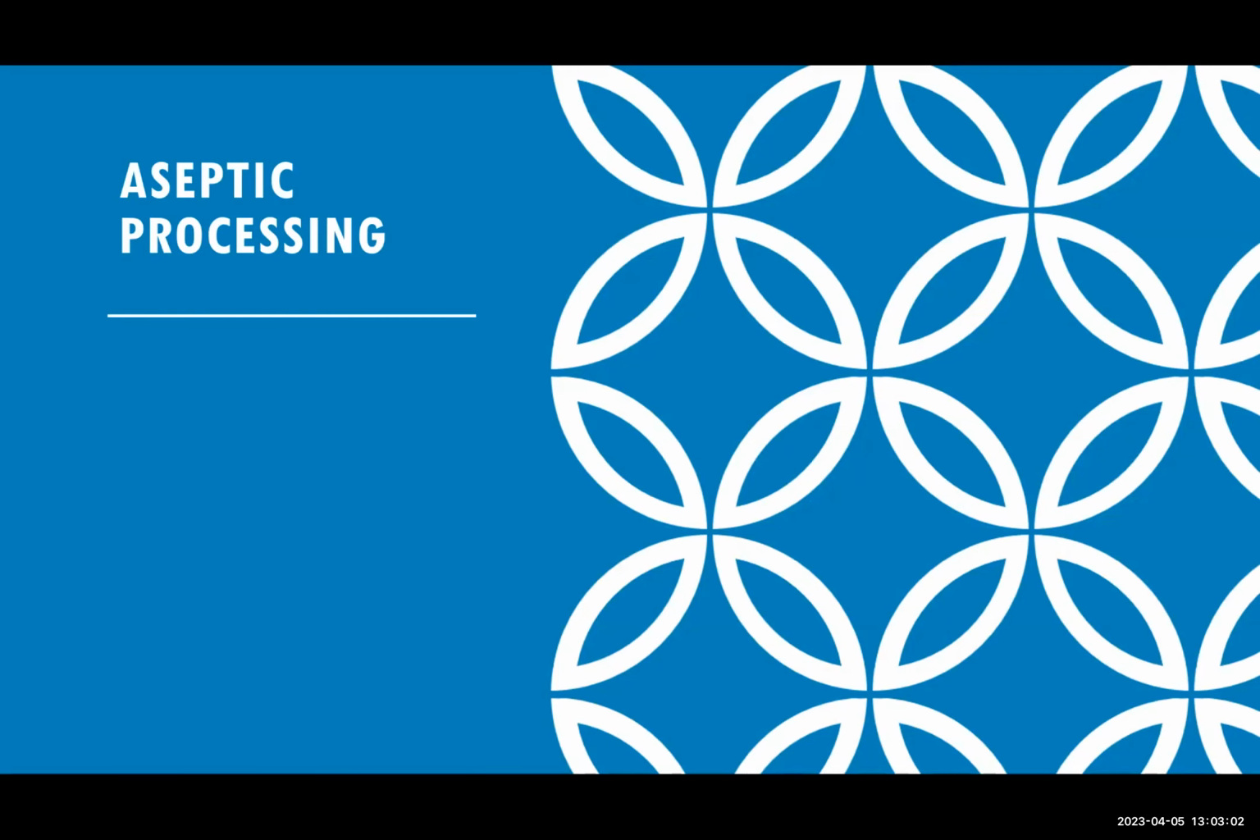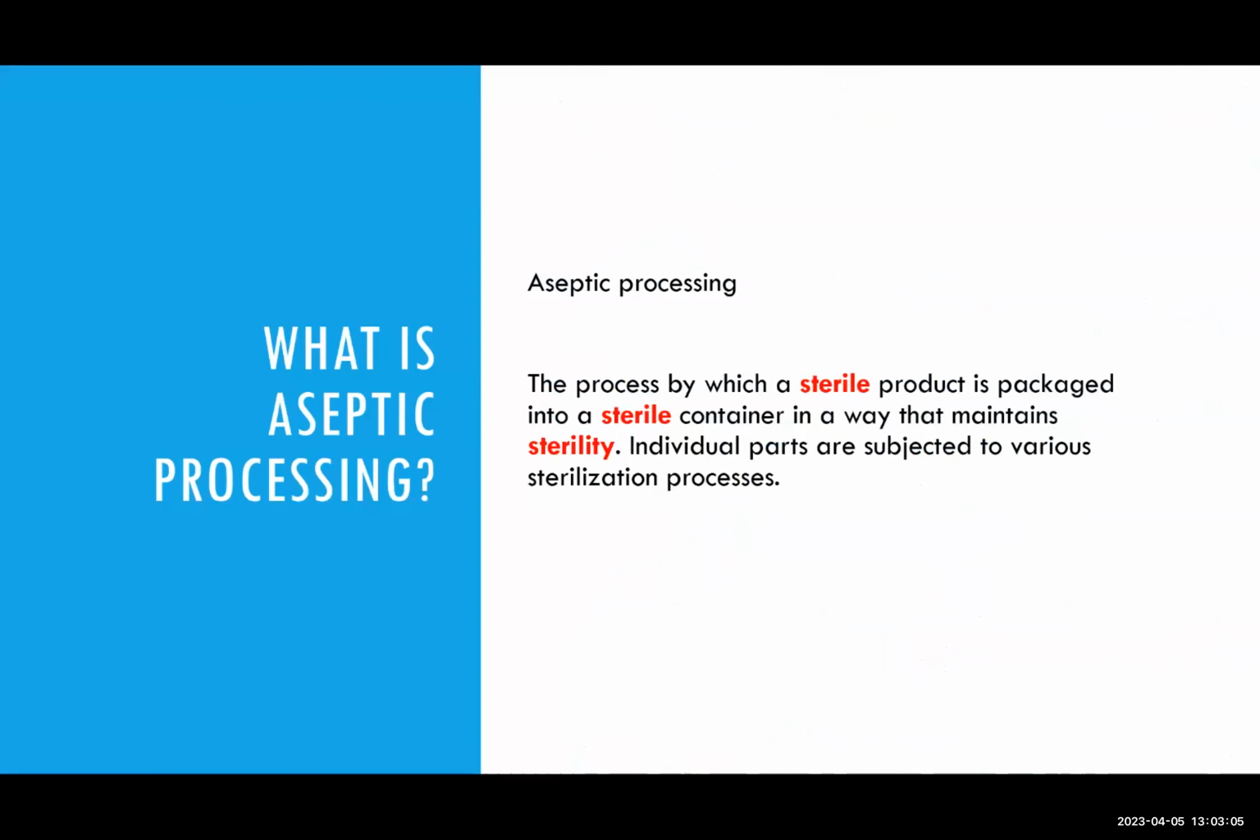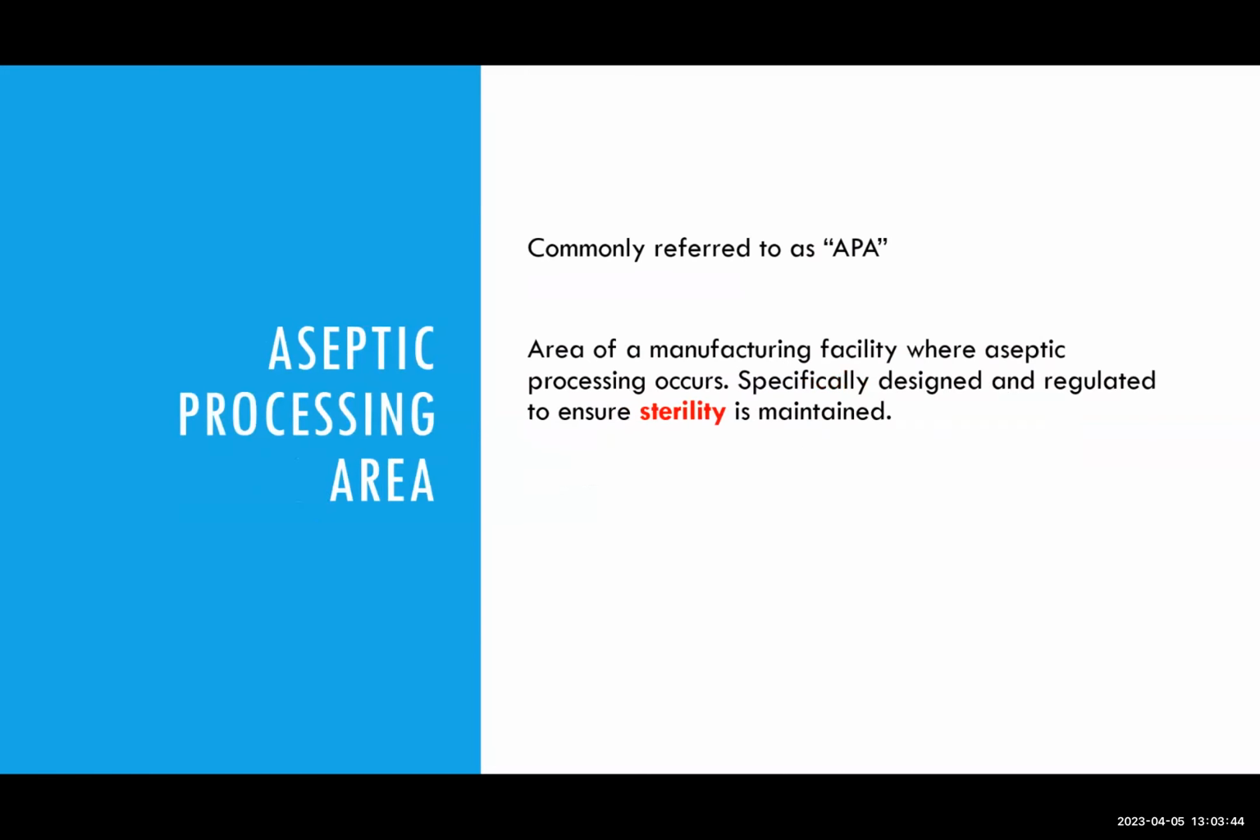So aseptic processing is a term that we use where we manufacture a sterile product, which means it's free of microorganisms, it's packaged in a sterile container in a manner that maintains sterility. So the individual parts are sterilized, and then we have to figure out how do we put 1, 2, and 3 together and end up with 4, and they all remain sterile. That's the hardest part about aseptic processing, is figuring out how to put everything together without having people, the environment, or the machinery contaminate that existing sterility.